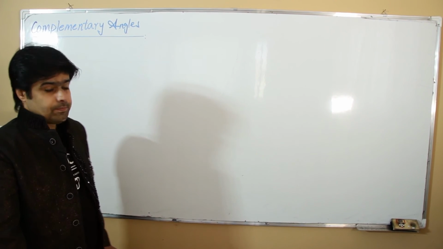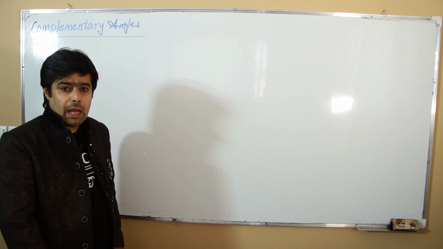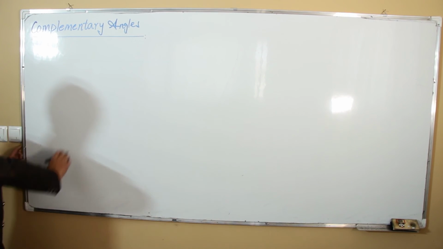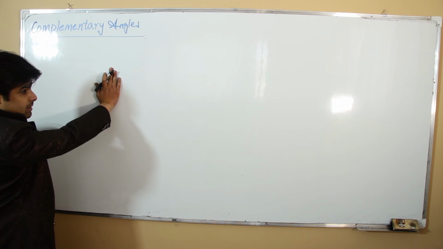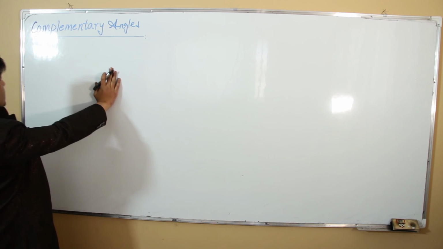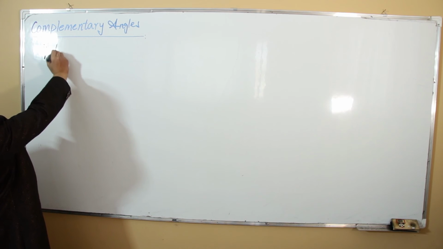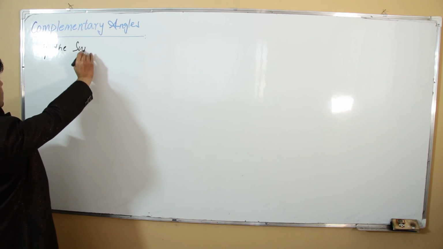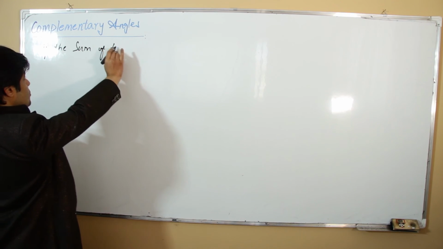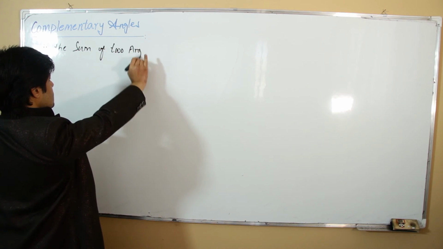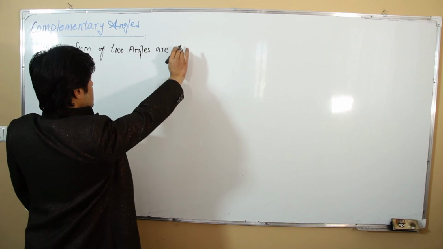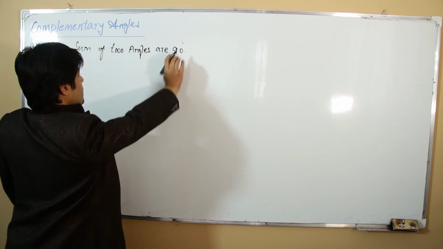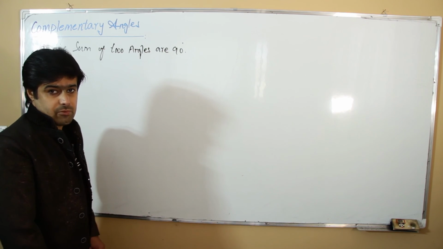Complementary angles. What is a complementary angle? Complementary angles are those angles whose sum is 90. If the sum of two angles is 90 degrees, it is called a complementary angle.